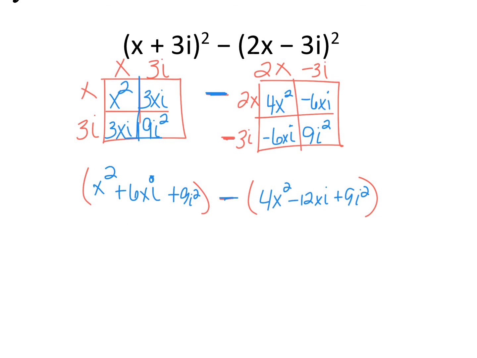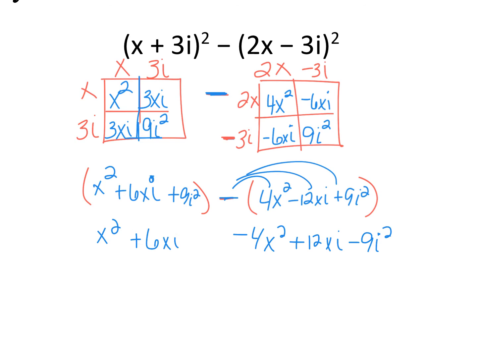Now before I even deal with the i squareds, I want to distribute this in. So minus 4x squared plus 12xi minus 9i squared. Because actually what happens here is the i squareds cancel out. You don't even have to worry about them. If they don't cancel out, remember they reduce to negative 1. But what's nice here is these all cancel. And I do x squared minus 4x squared, which is negative 3x squared. And then 6 and 12 make 18xi. And that should be it.